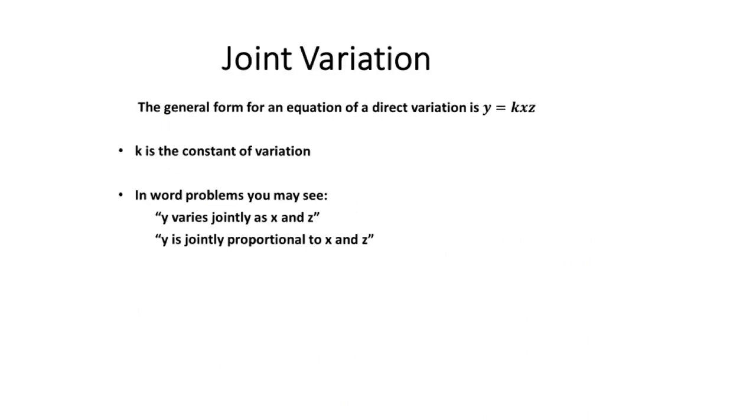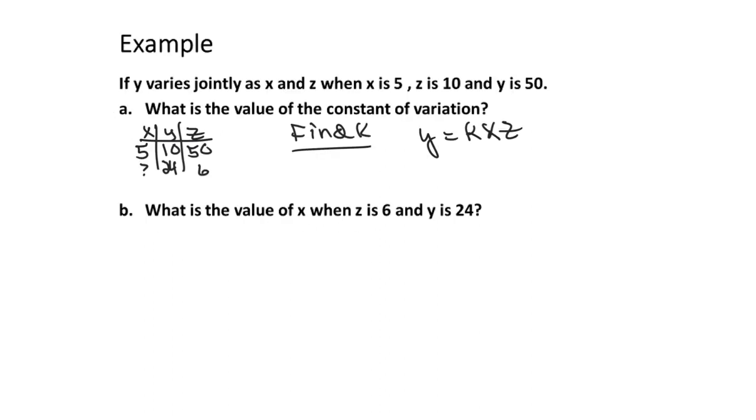All right, the one that we have not done in Algebra 1 is called a joint variation, and the general form for an equation of a joint variation is going to be y is equal to kxz. K is again called the constant of variation, and you may see it in word problems as y varies jointly as x and z, or y is jointly proportional to x and z. All right, a couple of examples that we're going to do on joint variation.